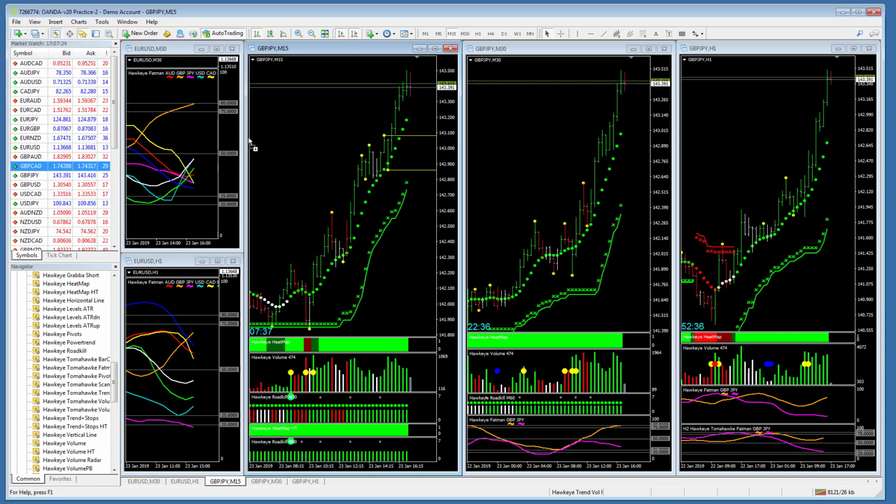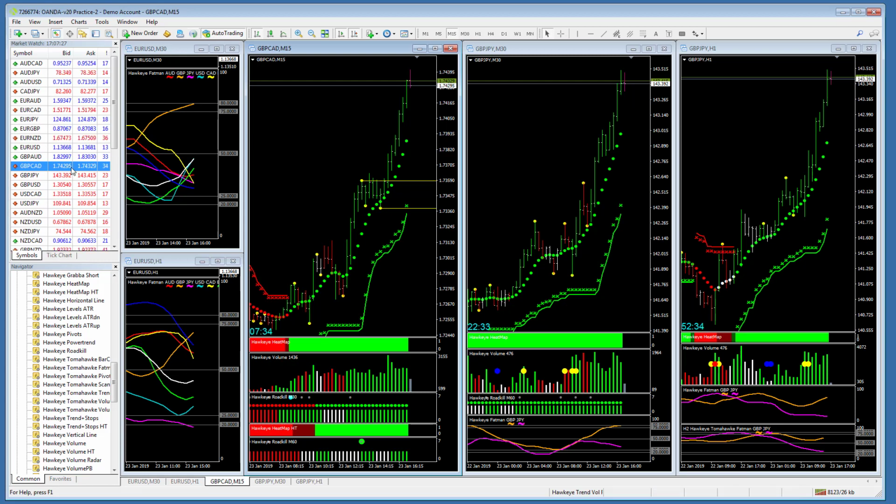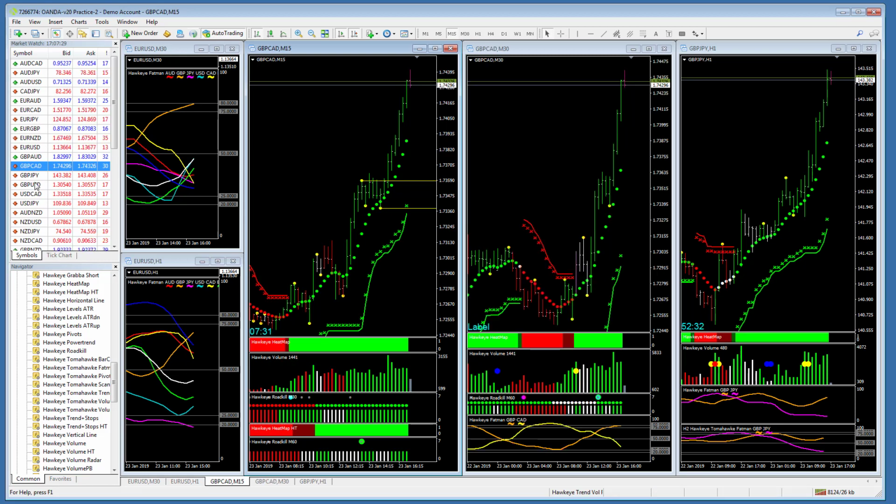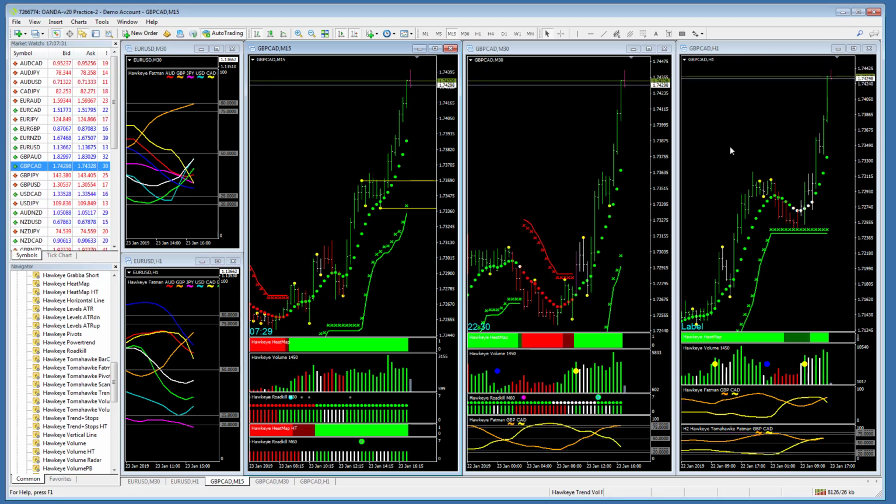Pound Canadian. Looks like it's going to give you the same type of signal. Any of the pound pairs, they're strong relative to the others, so that's what you're going to be seeing. Because the pound had been beaten up so much, that has to come back sometime.